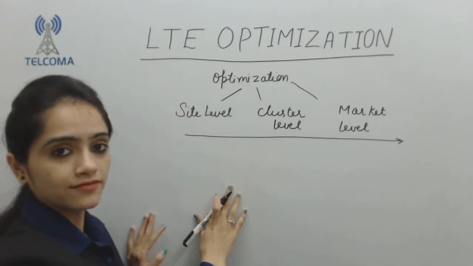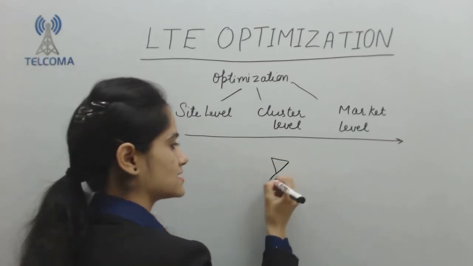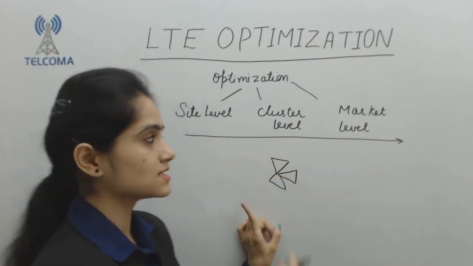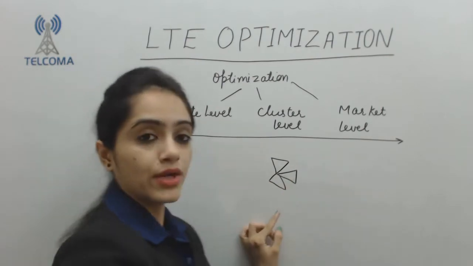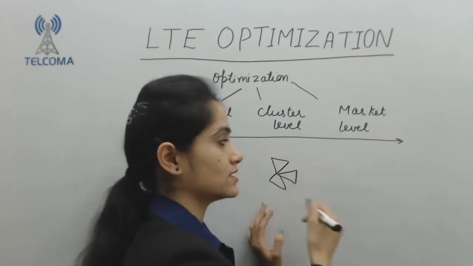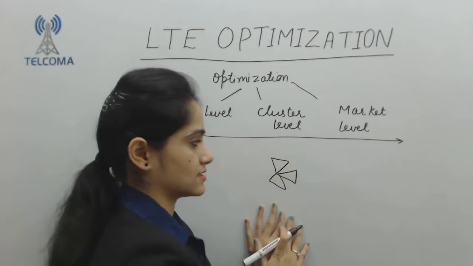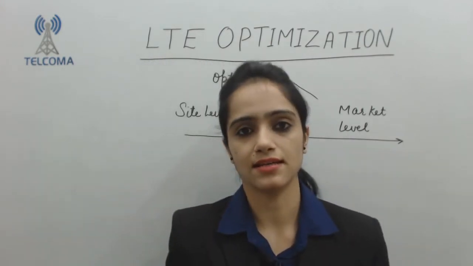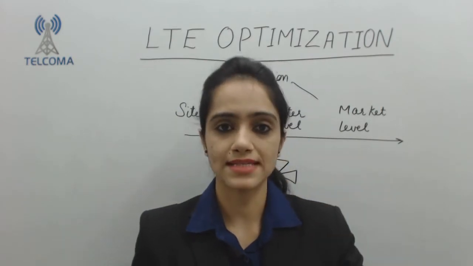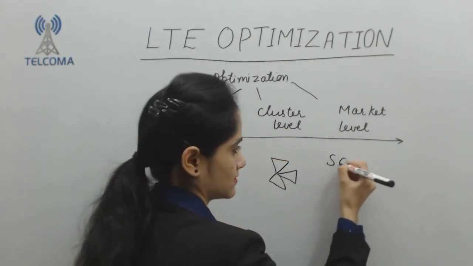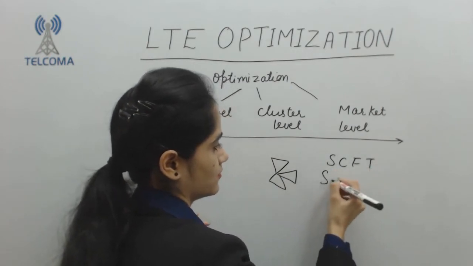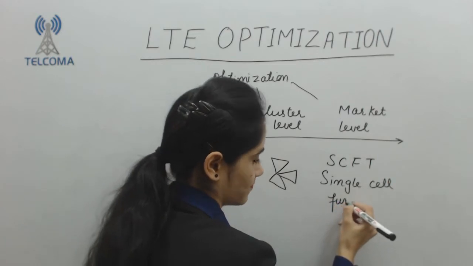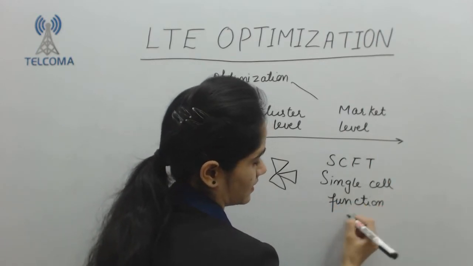So let's start with the very first, site level optimization. Site level optimization basically deals with a single cell, so we require to focus on a single cell. If this is my LTE cell, then this is a single cell. Whenever we are testing only a single cell, the testing of only a single cell is known as SCFT, which is single cell function test.